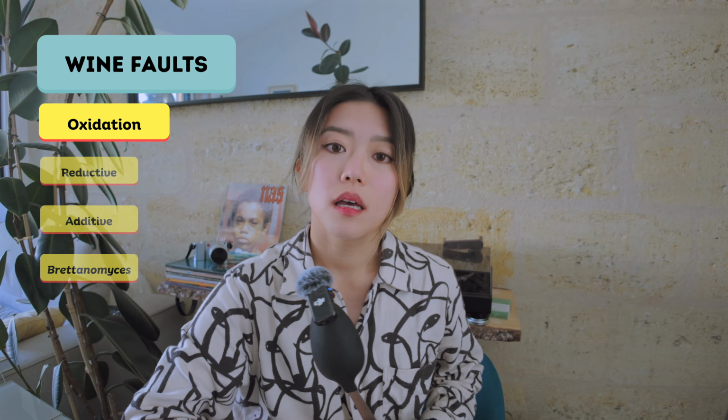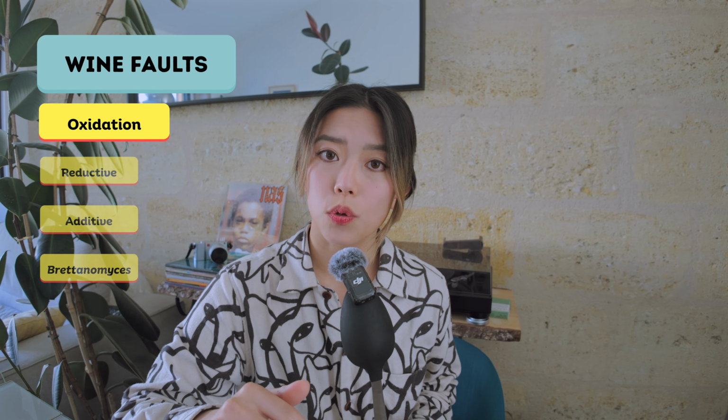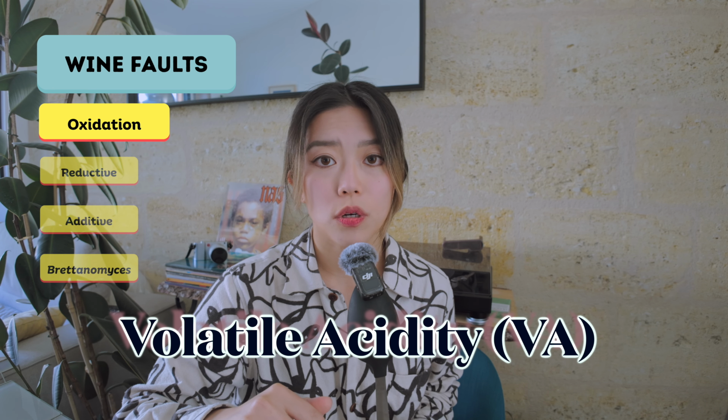The typical sensory characters of oxidation type of faults are nail polish remover, sherry, bruised apple, and vinegar. So, vinegar. We all know what vinegar smells like, but you cannot skip a term called volatile acidity when we talk about vinegar.